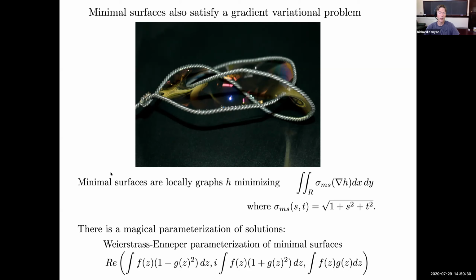Minimal surfaces, the soap film surfaces, minimize the surface tension integral with this surface tension, right? The square root of 1 plus s squared plus t squared, where s and t are the x and y derivatives of h. The gradient of h has two coordinates, s and t, right? And that's the function that you minimize if you want to find the soap film surface.